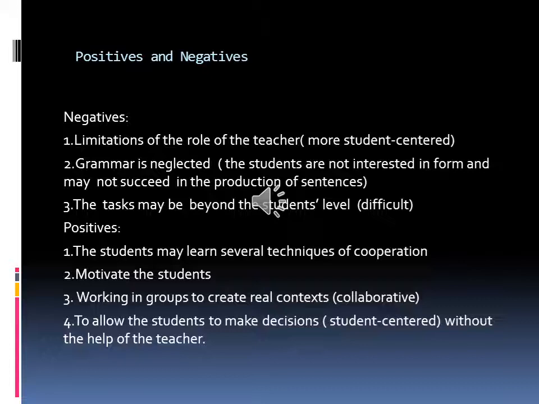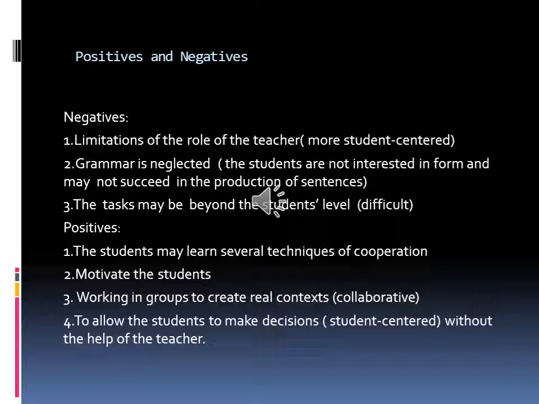Let's start with the limitations of the role of the teacher. More student-centered. It places the student at the center of learning. He is responsible for learning. In this case, the teacher is just a facilitator. Limitations, restrictions, very difficult without a teacher in the classroom. I mean the teacher in this case is just a facilitator, a guide, an observer.